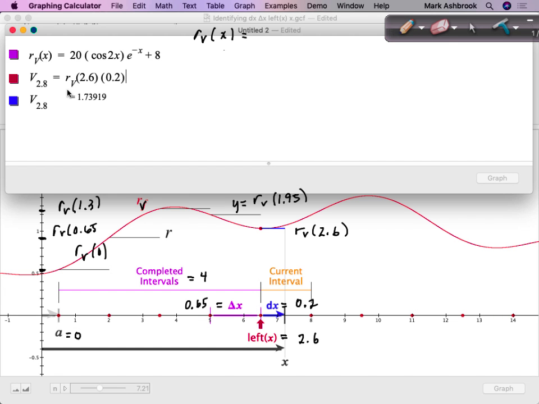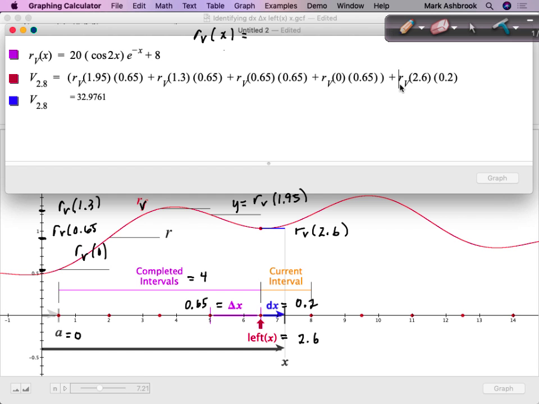Say it louder, Jason. That's right. Accumulation from completed intervals. And then this is? It's not the current interval. Accumulation in the current interval so far.